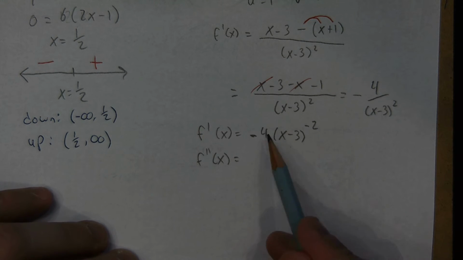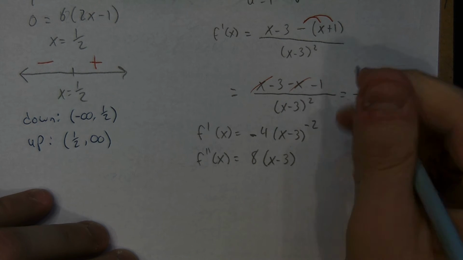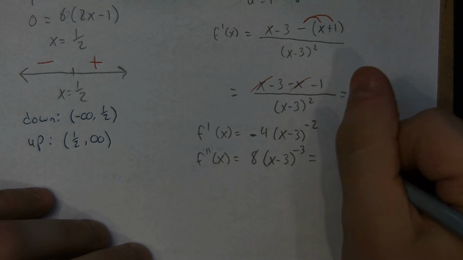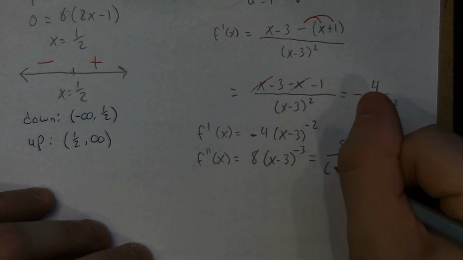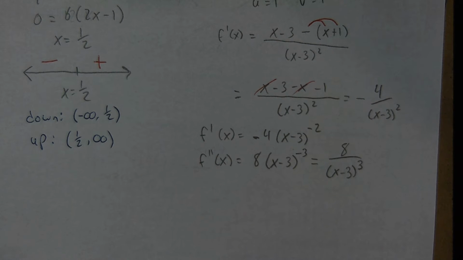So we're going to bring this negative 2 down to the front. It's going to give us 8. And now we get to decrease this by 1. So we get 8 over x minus 3 cubed. That is our second derivative.